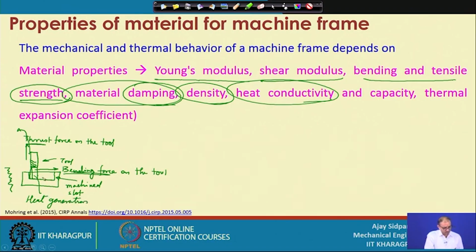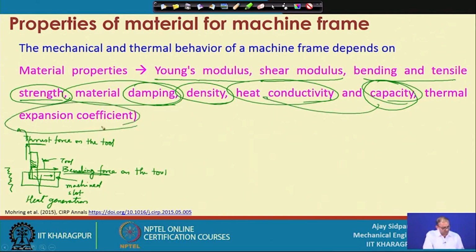Heat generation occurs at this location, and where this heat will go is a question, because something will go to the tool, something will go to the workpiece, and something will go to the chip. So, depending on heat conductivity, heat will be absorbed within that material. Heat capacity is important: how much heat it can store is related to the heat part, not to the size of the component.